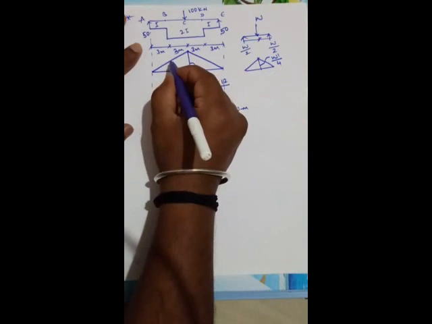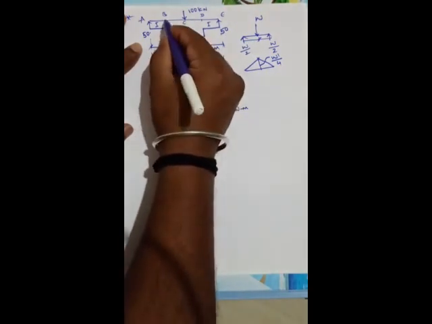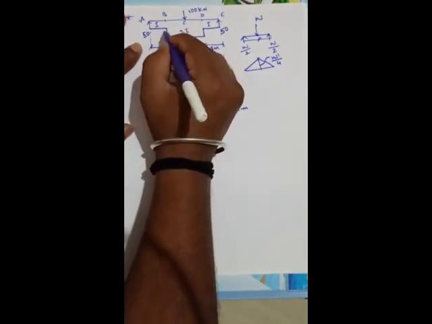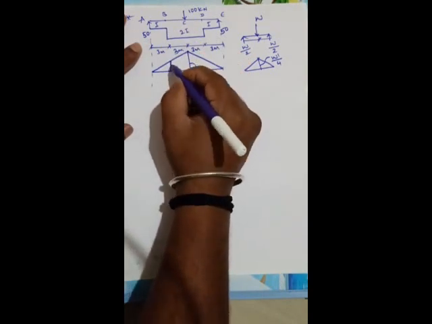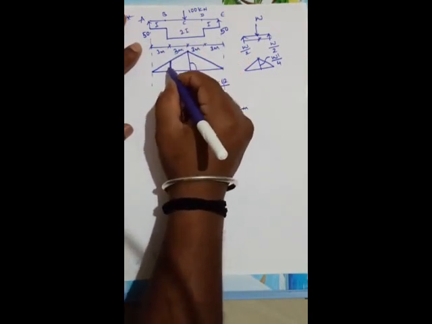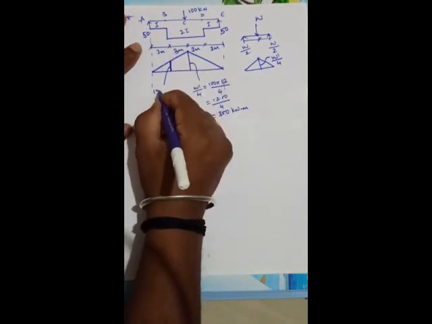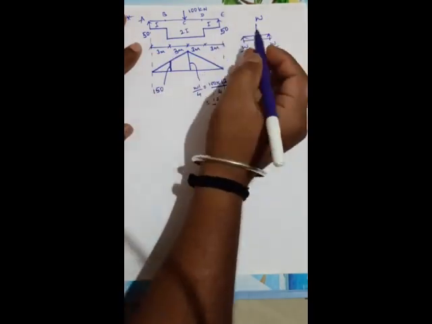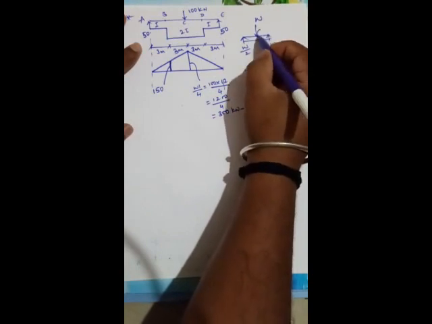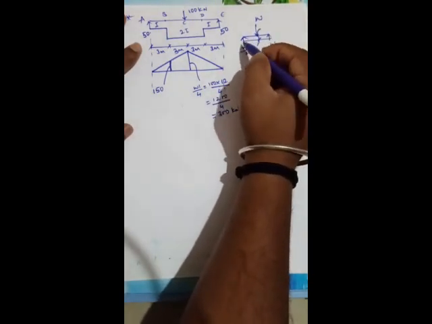Similarly here, what is the moment about this point? At point B, since the moment of inertia is changing, I require the value of the bending moment at this point. So what is it? 50 into 3, it is 150. You can cut a section from the right side, or you can cut a section from the left side.